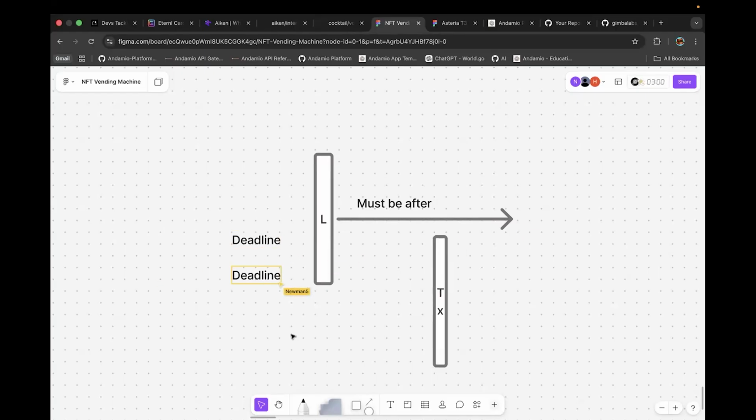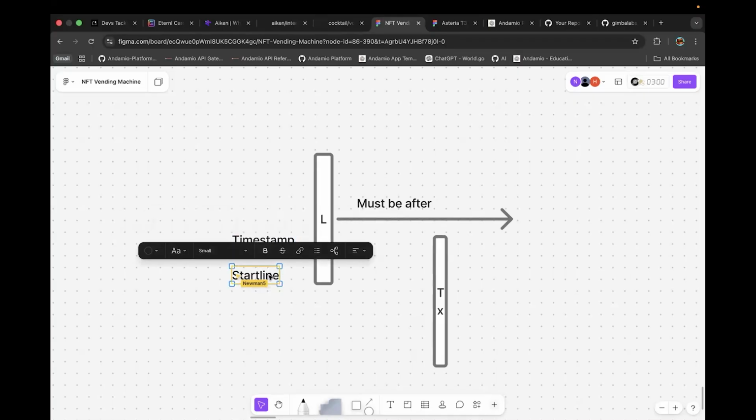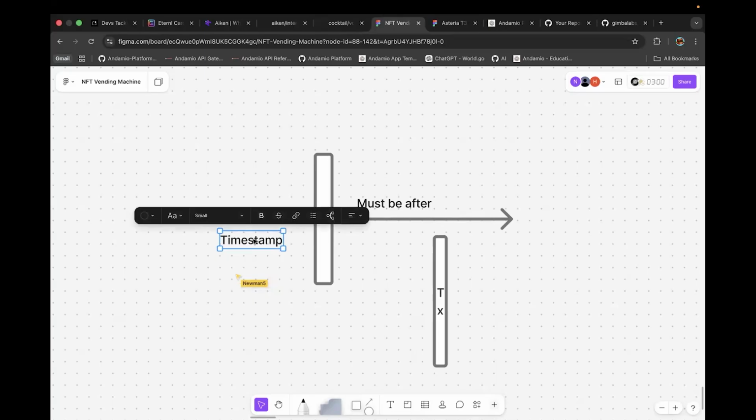There's also a thing called a start line, right? So let's not call this a deadline. I think our life would be easier if we just called it a timestamp, because the word deadline is starting to confuse us. It's not a deadline, it's just a timestamp. Before the timestamp, there is a different validation. After the timestamp, there's a different validation. It's not really a deadline technically.